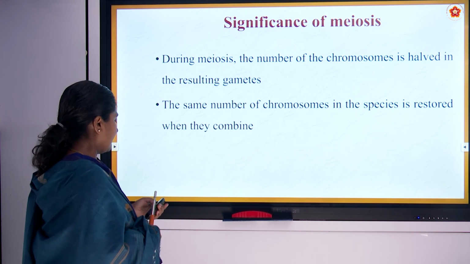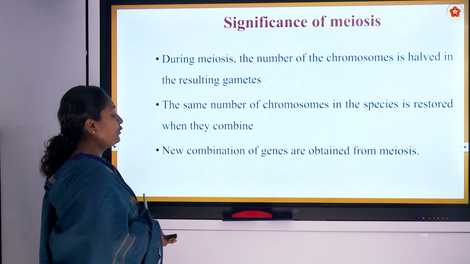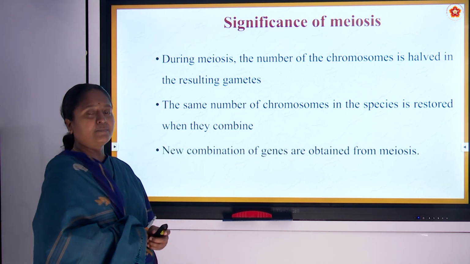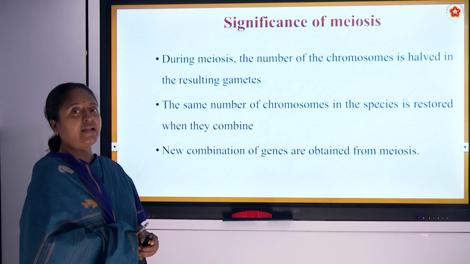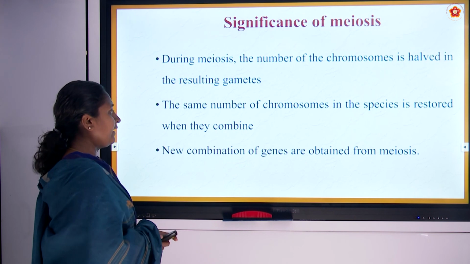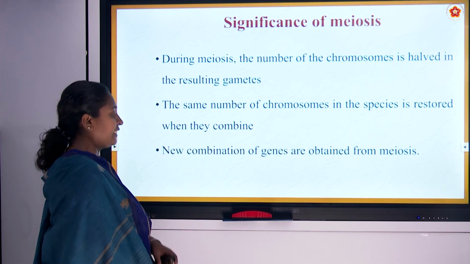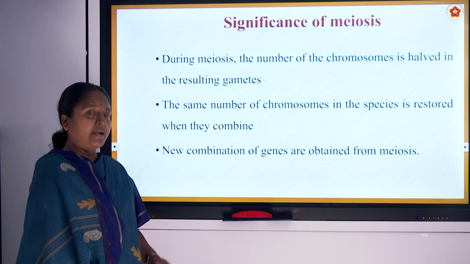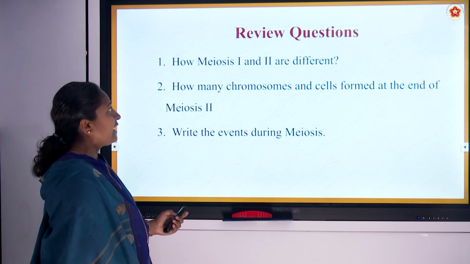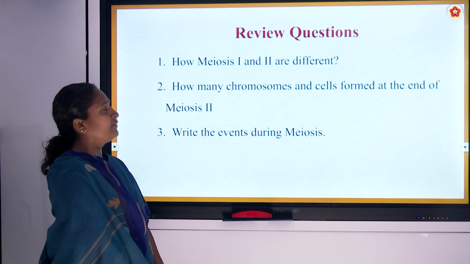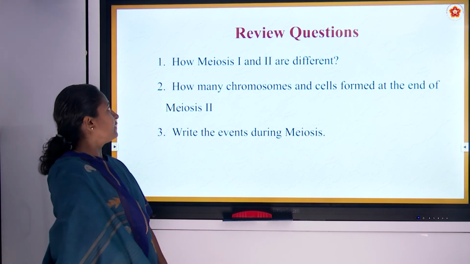New combinations of genes are possible, which we have seen, as the homologous chromosomes come together. Because of that, we can obtain combinations of genes in the meiosis process. With that, we are coming to an end and we will see some review questions.